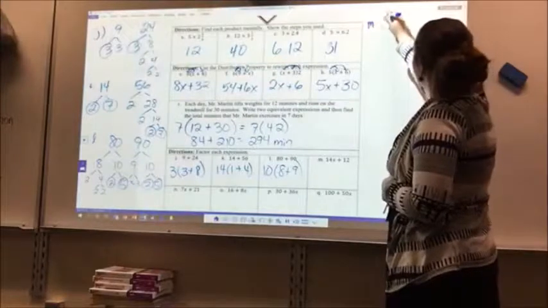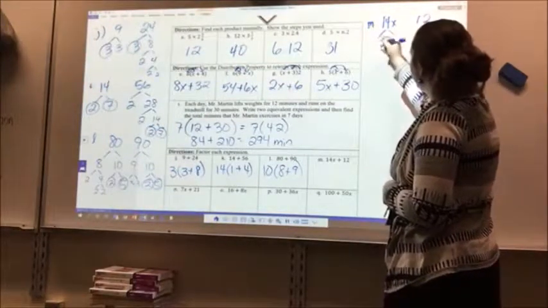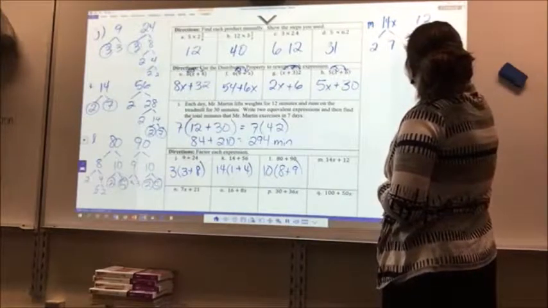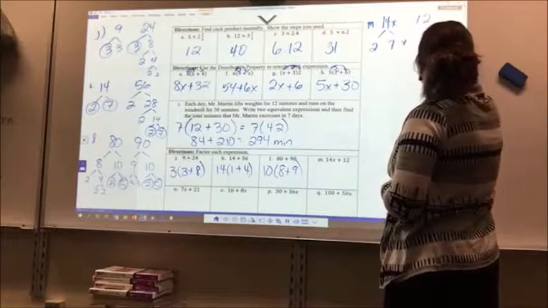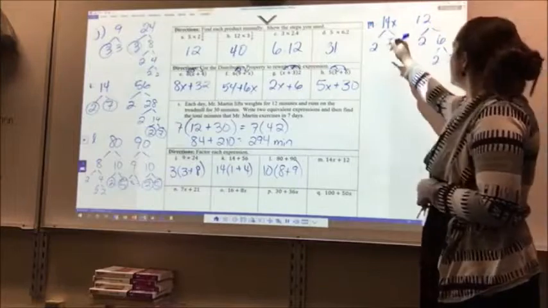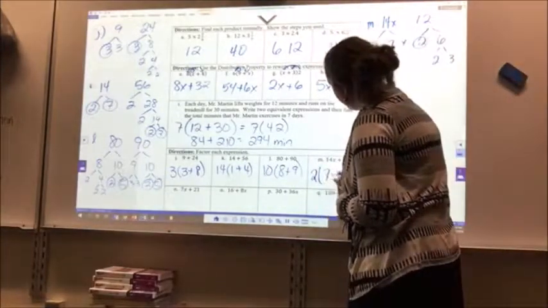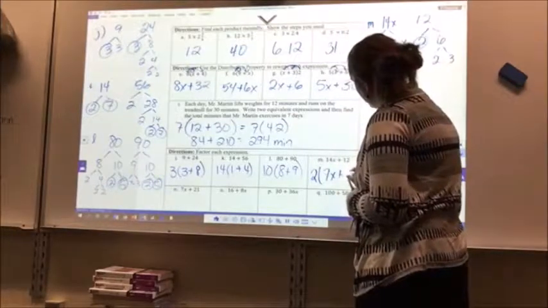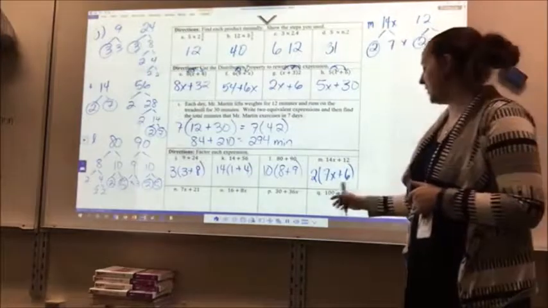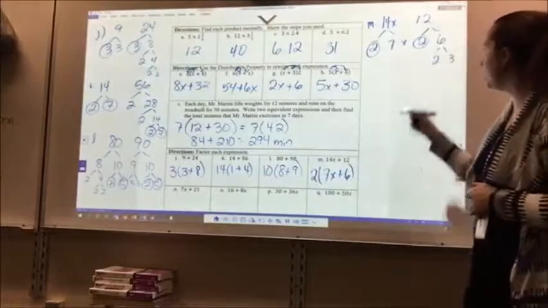Letter M is 14x and 12. 14 I can factor into 2 times 7 times x. And 12 I can factor into 2 and 6, or 2 and 3. They have a 2 in common. So the 2 factors out, I'm left with 7x plus 6. Again, I can always multiply back through. 2 times 7 gives me the 14x, and 2 times 6 gives me the 12.